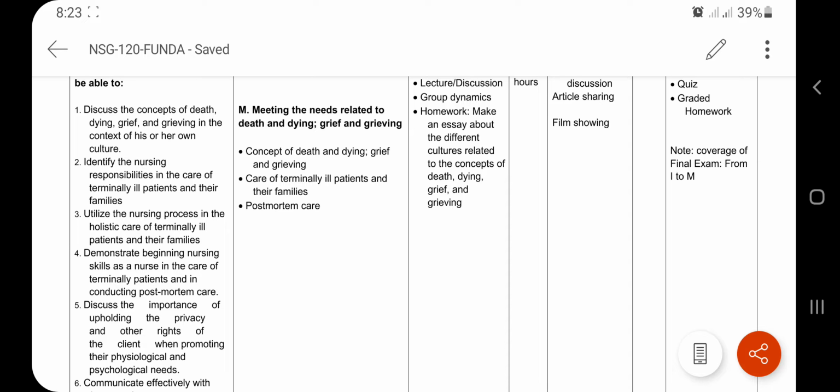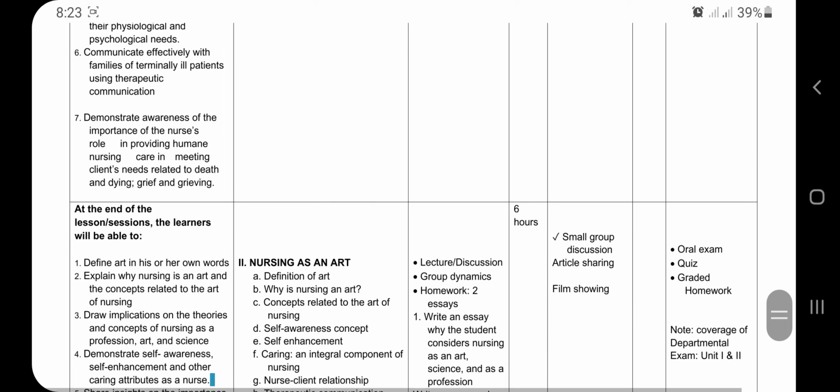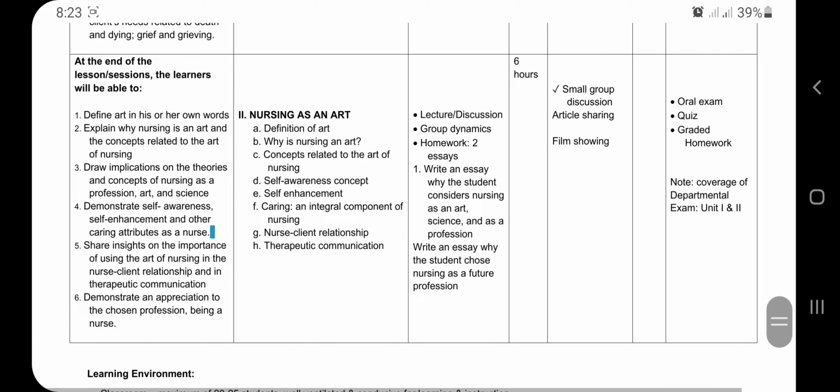Okay? Kasi may mamimit din tayong mga patient na in the time na malapit nang mamatay or naka-experience na may relatives or mother, father na namatay. So, the concept of death, i-discuss natin yan. We have the care for terminally ill patients and their families, and also the post-mortem care.